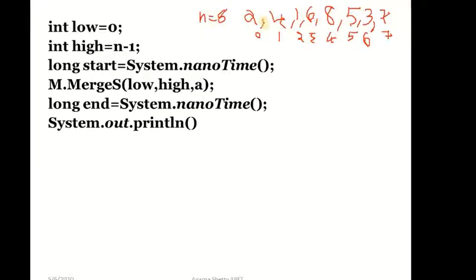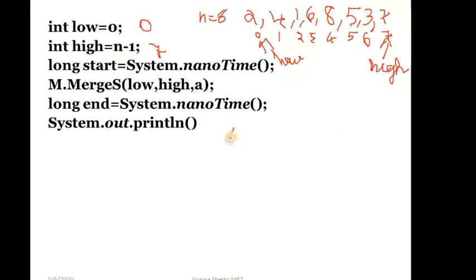So if the size of the array is 8, low will be 0. Low will be the lowest index, that is 0, and high is equal to n minus 1. N is 8, so high will be 7. So this is my low and high. Low will be 0 in this array, and high will be 7. So these are the array elements before sorting.